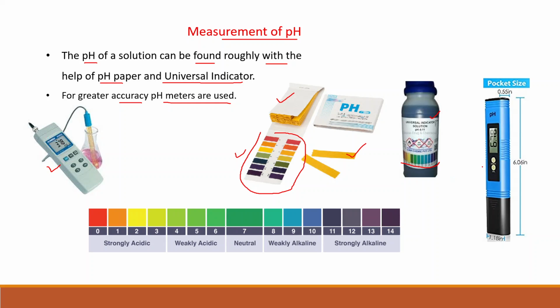Nowadays pH meters are available in pocket size, like a pen. Simply dip this pH meter in the solution and you will get the result. Now this is the standard colored chart. This side is strongly acidic, and as we move from this side to this side it becomes strongly alkaline. The red color is strongly acidic, generally the green color is neutral, and the purple or violet color is strongly alkaline.